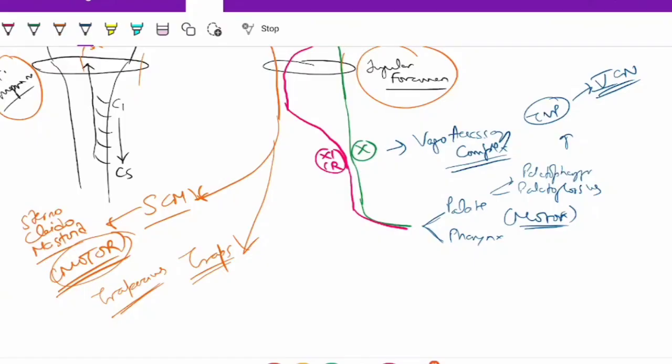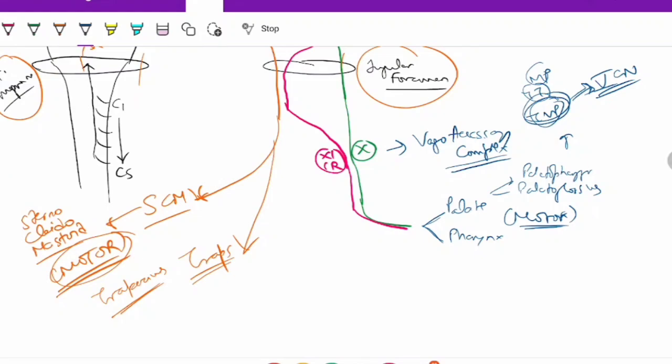It comes out of foramen ovale and it gives off a branch known as nerve to medial pterygoid, and the nerve to medial pterygoid gives supply to medial pterygoid, tensor tympani, and tensor veli palatini. So one of the palatal muscles, that is tensor veli palatini, has a motor supply from the fifth cranial nerve. Rest of all the palatal muscles' motor supply will come from the vago-accessory complex inevitably.